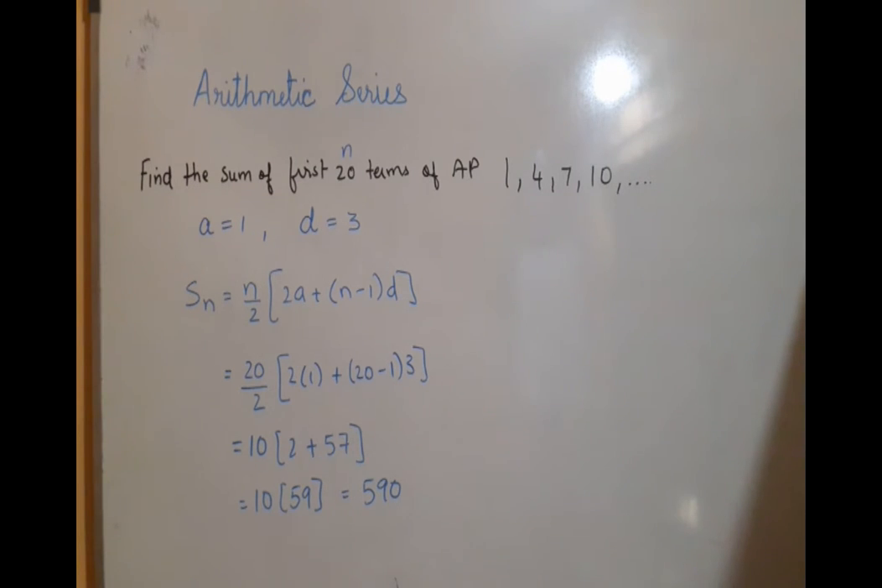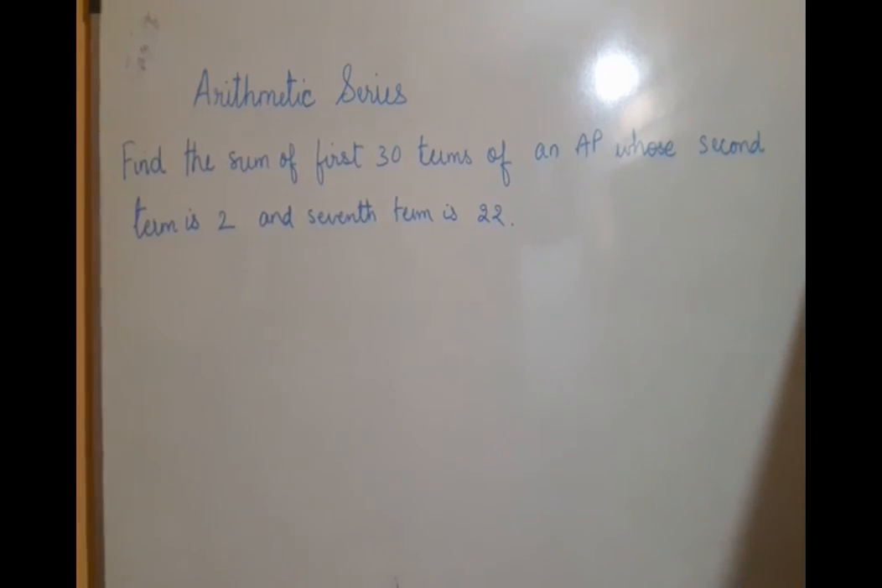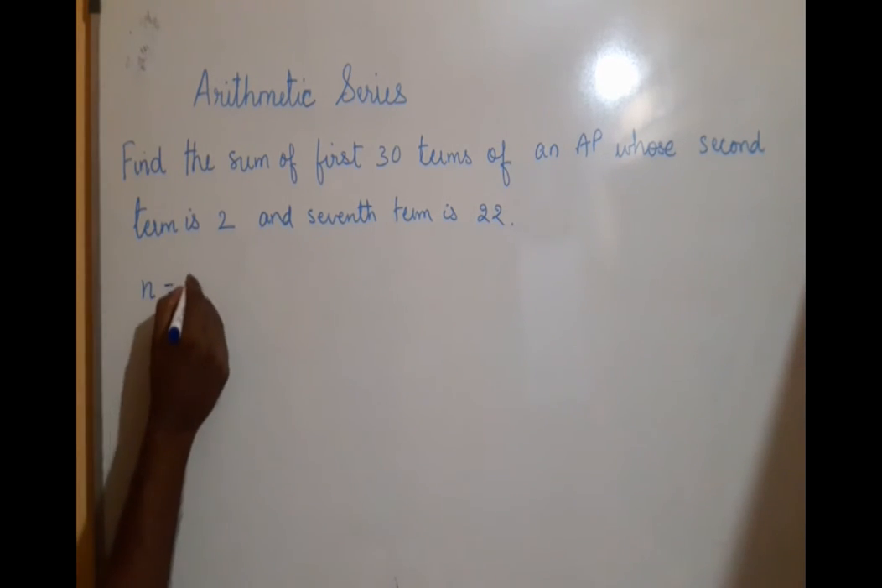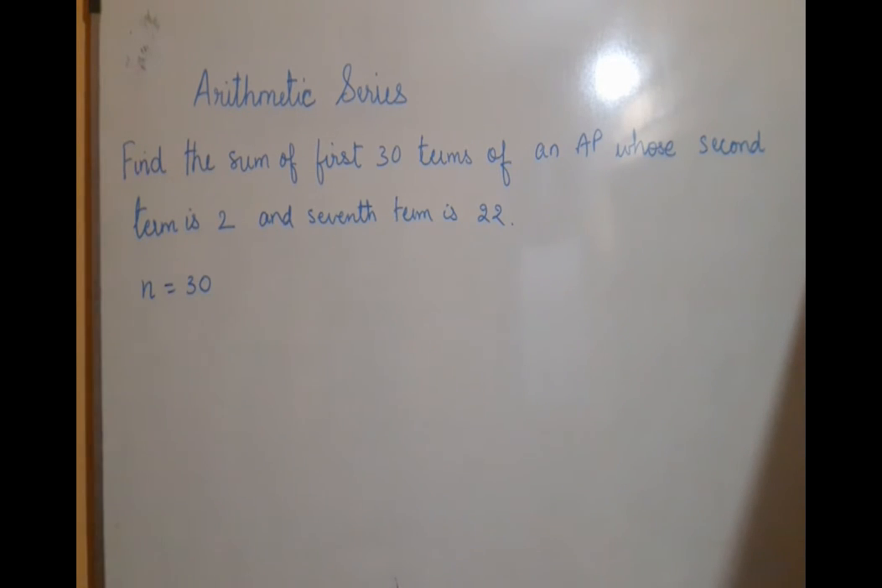Okay. So now let us move on to the next sum. The sum is, find the sum of first 30 terms of an AP whose second term is 2 and seventh term is 22. So this sum is similar to the sums we have done before of arithmetic sequence. We have to first find the a and the d. So here the n is given, n is 30, because you have to find the first 30 terms. But the a and the d are not given. So we are supposed to find the a and the d.